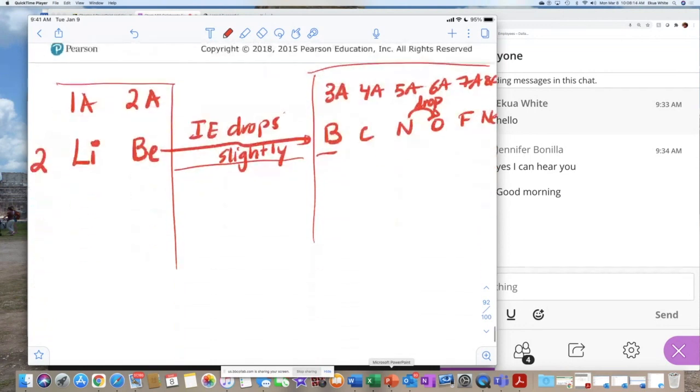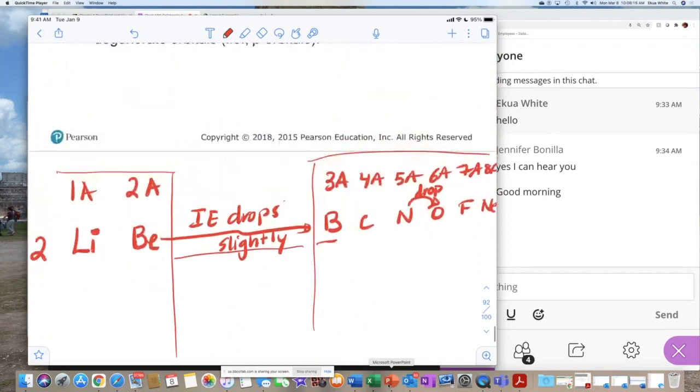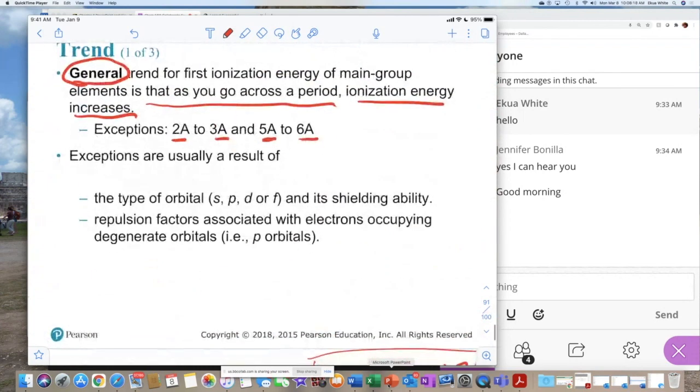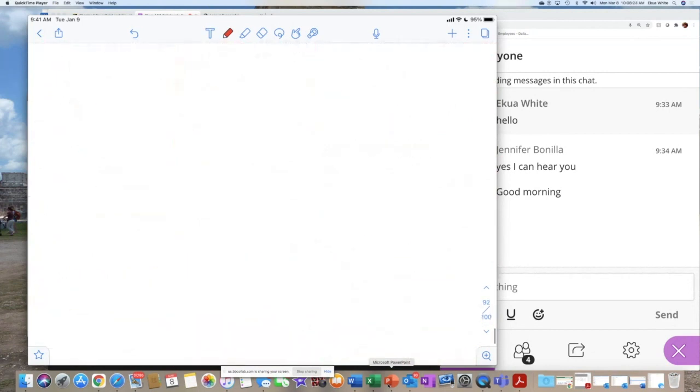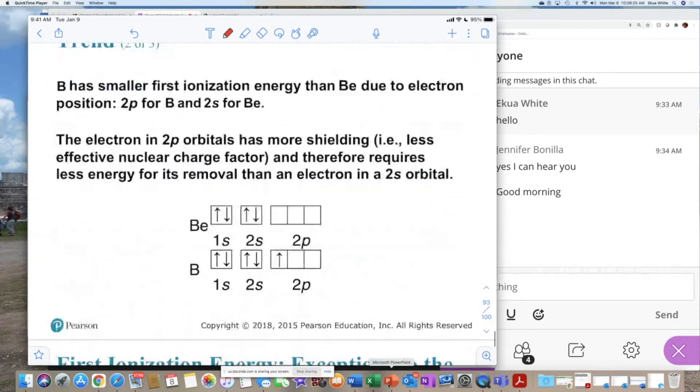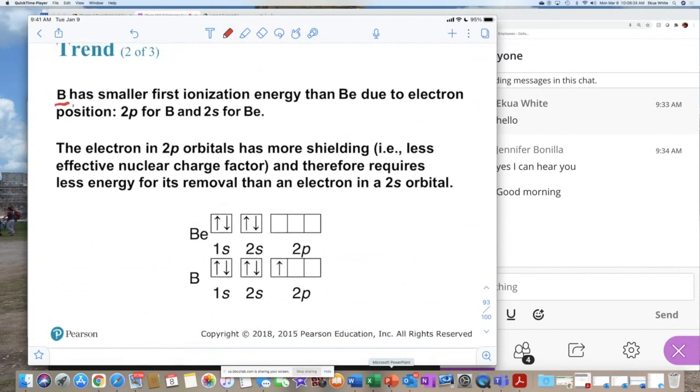Why is it going down? It has to do with the sublevel. So for us to really explain this, we have to look at what is happening in the degenerate orbitals, okay? So I'm going to skip over here and talk about this, and then I'll go into illustrating what's happening. So we're told here, apparently, boron has a smaller first ionization energy than beryllium due to the electron position, 2p for boron, 2s for beryllium.